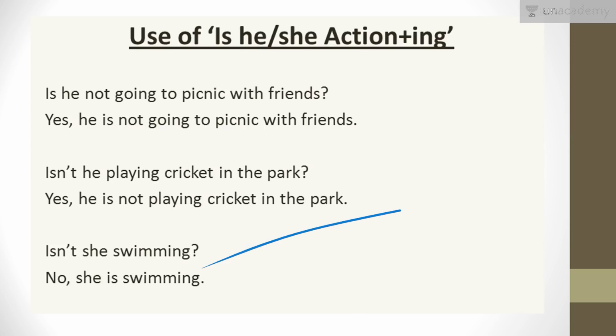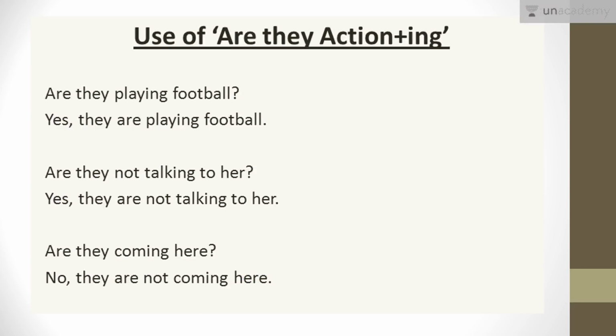Is not she swimming? क्या वो swimming नहीं कर रही है? No, वो swimming कर रही है. No, she is swimming. And the last we have, are they action plus ing? Like we said, they are action plus ing. Then the question would be, are they action plus ing? Are they playing football? Yes, they are playing football. Are they not talking to her? Yes, they are not talking to her. Are they coming here? No, they are not coming here.